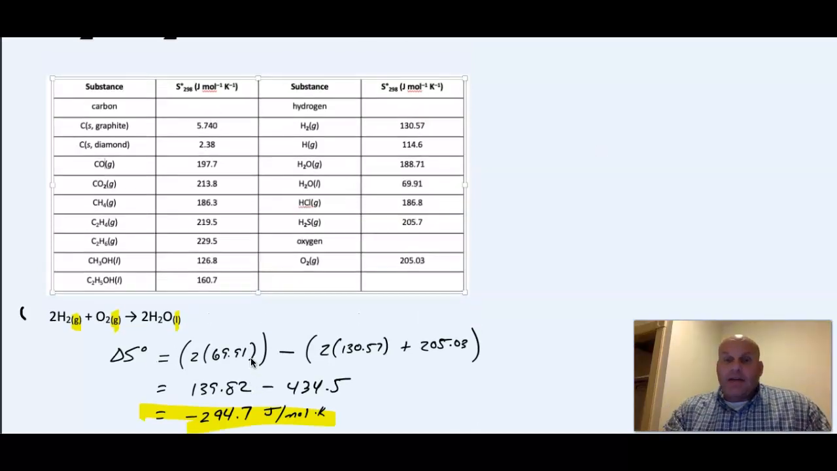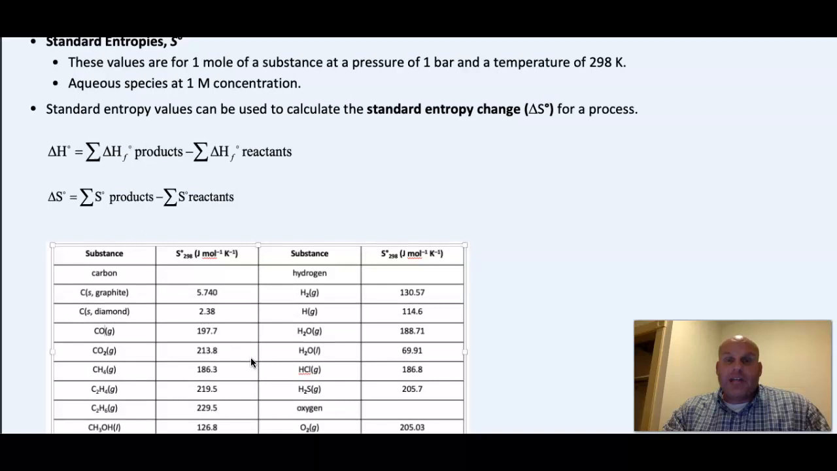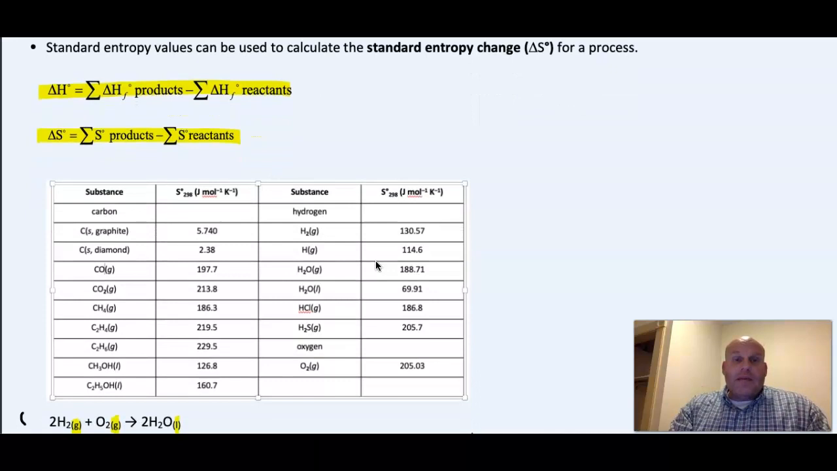Now that we have seen how to calculate that standard entropy change, if we think back to the fact that we can also calculate the standard enthalpy change, we could do both of these calculations if necessary to get those enthalpy and entropy values of our system. So you should be prepared, if given a table with enthalpy and entropy values, to be able to calculate both of those values out if need be.